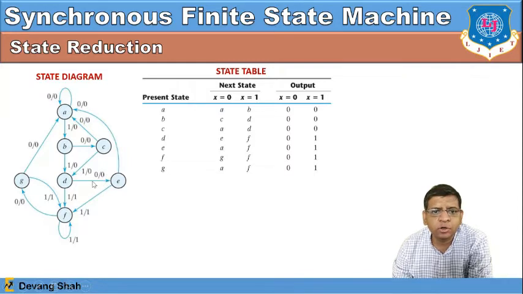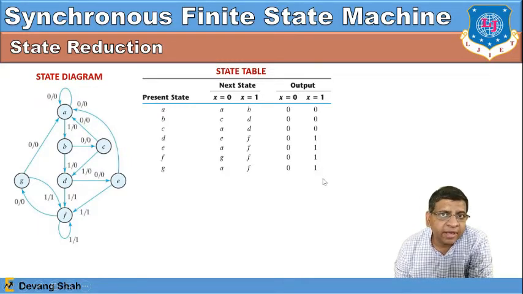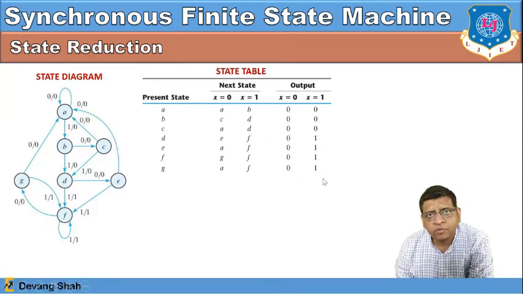You can see this with the cursor. Last one is from G to A. You can see from G to A, your x is 0 and your output is also 0. From G to F, your x is 1 and your output is also 1, right? By that way you can define this representation. That's the part that you already learned in our previous session, right?